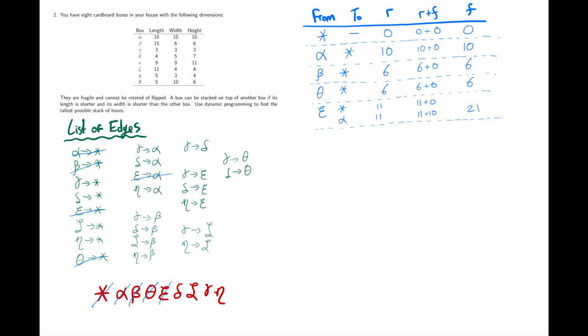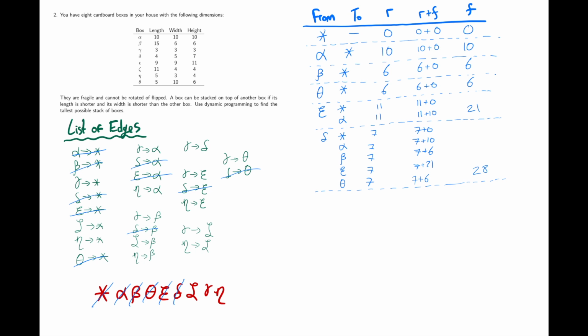Next we will consider delta. We can place delta on the tabletop. We can place delta on top of alpha, on top of beta, on top of epsilon, and on top of theta. Either way, the height of delta is 7. And each of these actions, placing delta on top of each of these stacks, will result in the best height possible there is placing delta on top of epsilon, the height of 28.